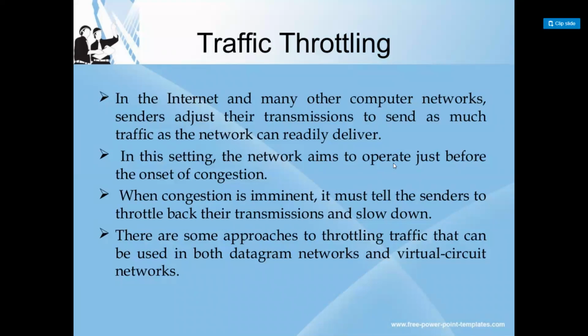When the congestion is imminent, that is, very close, the network must tell the senders to throttle back their transmissions and slow down. Throttle back means take back, so the sender slows down its transmission. It can't transmit the data further because the congestion is imminent.